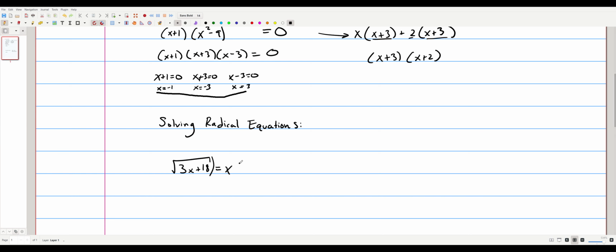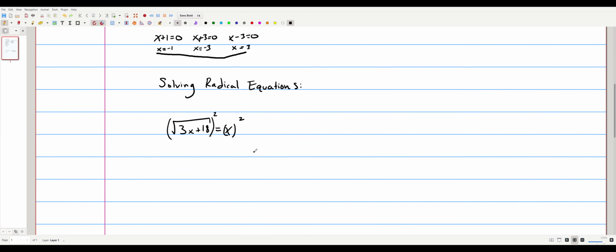So all we really have to do is square this side. And if we square that side, we have to square this side. And what do we get? Well, the square of a square root is just what's on the inside itself.